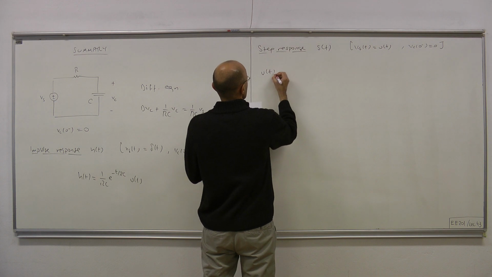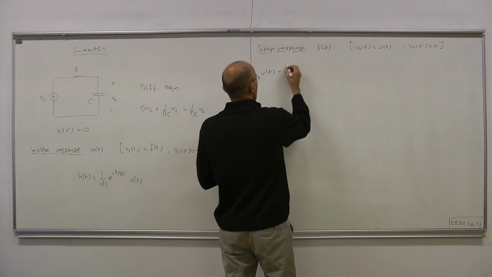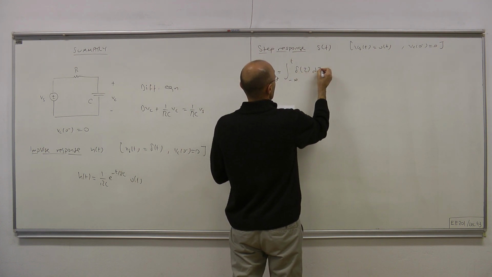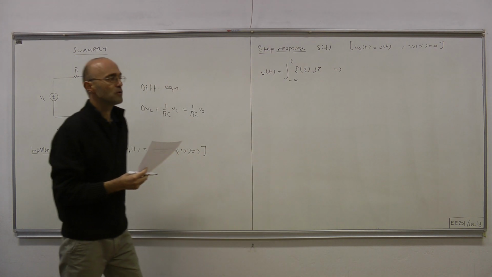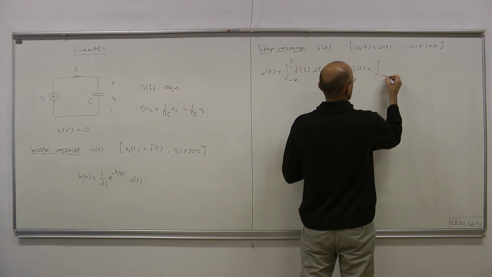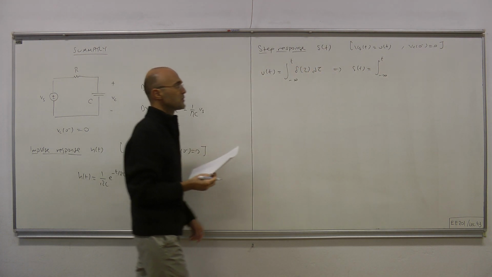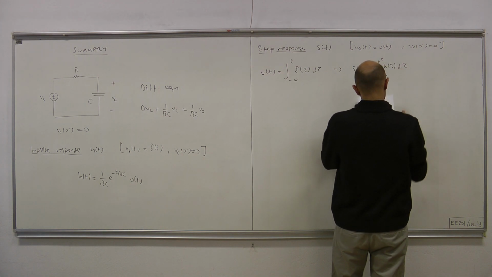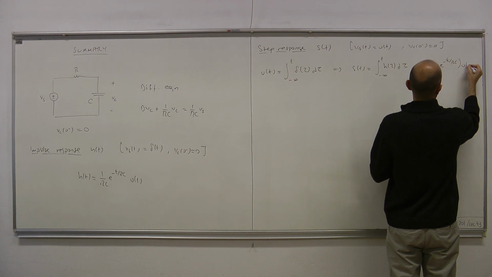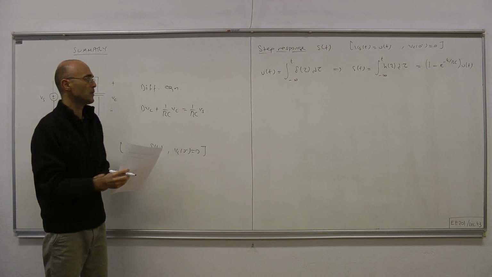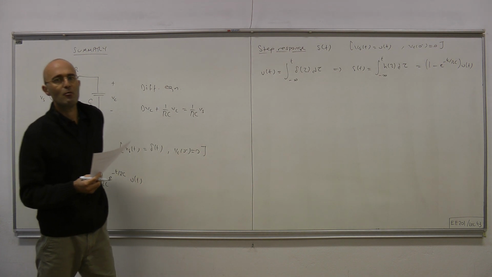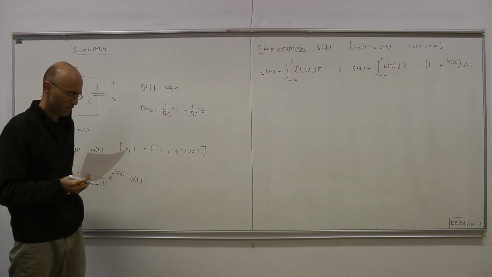Since the unit step is the integral of the impulse function, delta tau d tau, thanks to the circuit being LTI, we have step response equals the integral from minus infinity to t of the impulse response h tau d tau, and that yields 1 minus e to the minus t over RC times u of t, which is our step response. Once again, step response can be obtained through integration from impulse response, or impulse response can be obtained from the step response through differentiation.